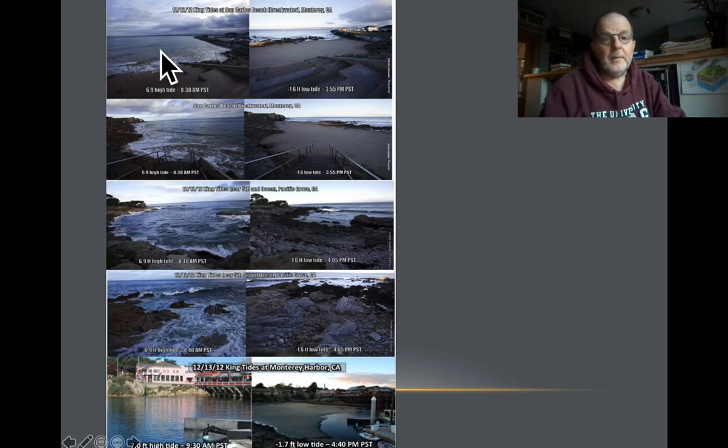So here's about an 8-foot range in Monterey Bay in California, high tide, and then you can see how the water's going out.